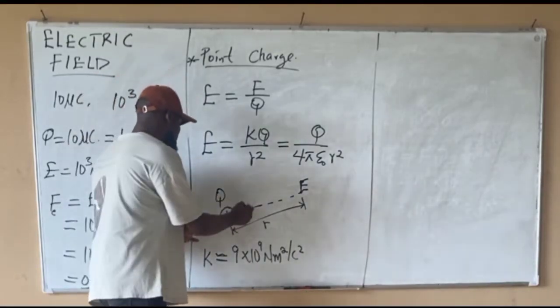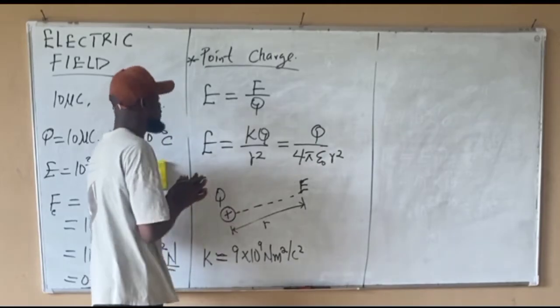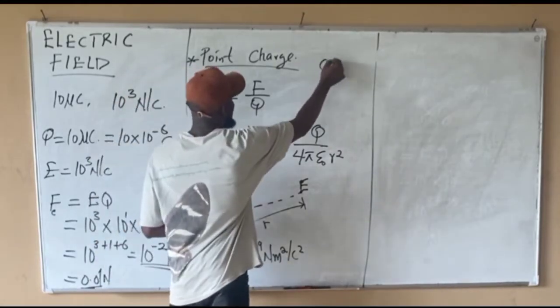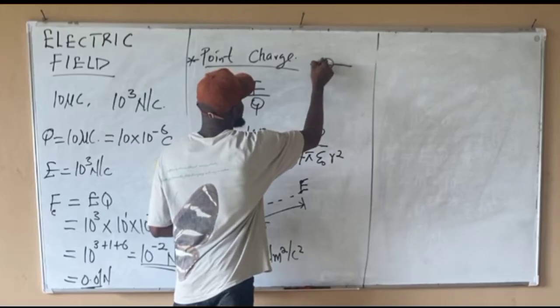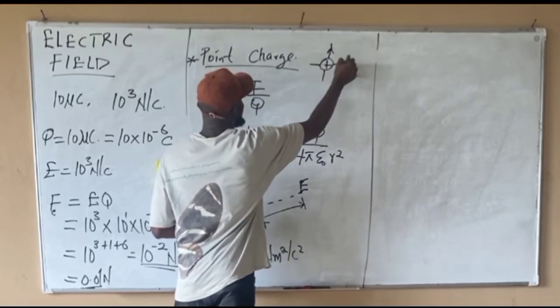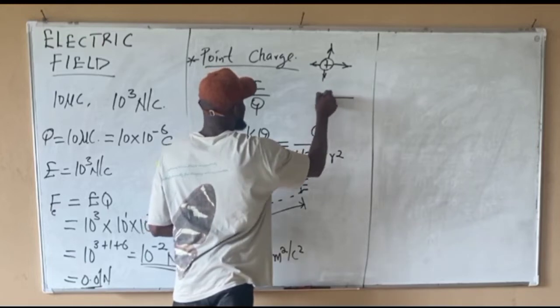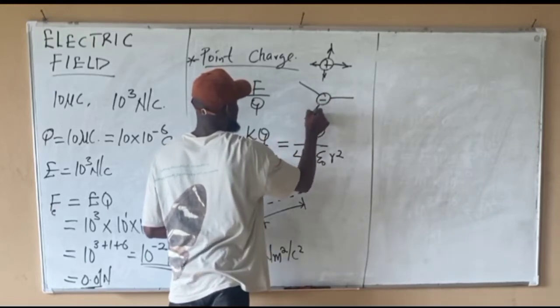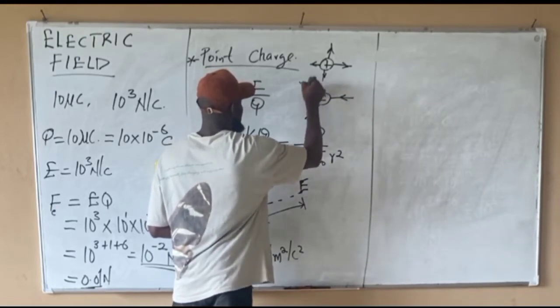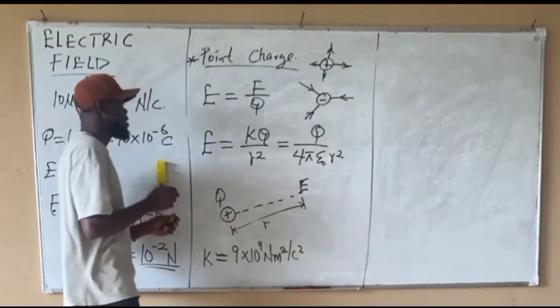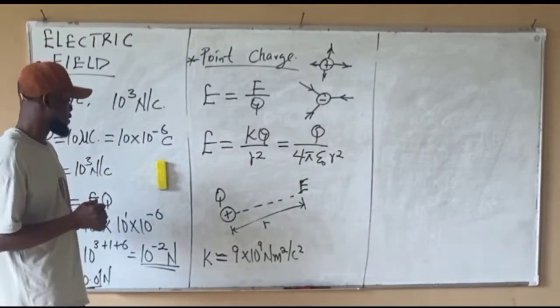If it's positively charged, the field will be leaving. And don't forget, with a positive charge, electric field lines will be leaving the positive charge. If we have a negative charge, electric field lines will be coming into, or going towards, the negative charge. Don't forget that concept of electric field lines.